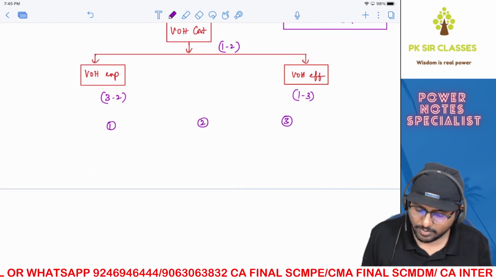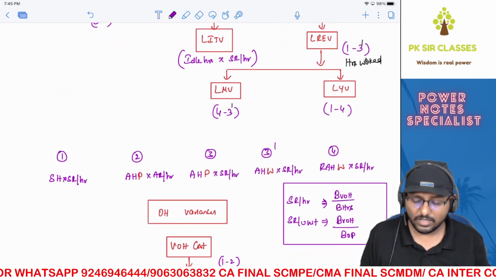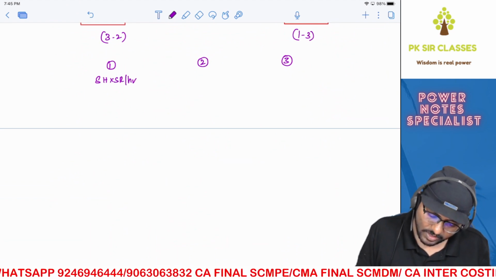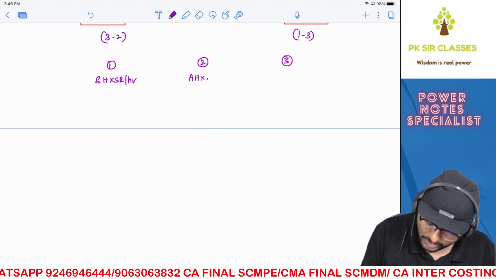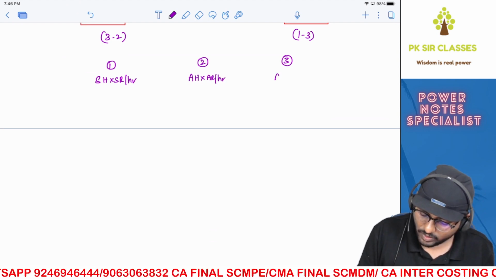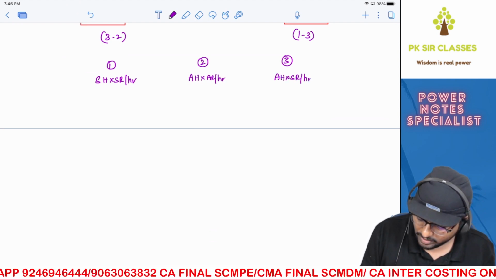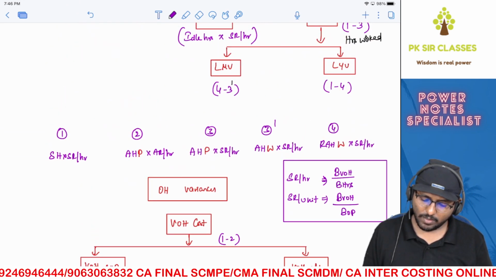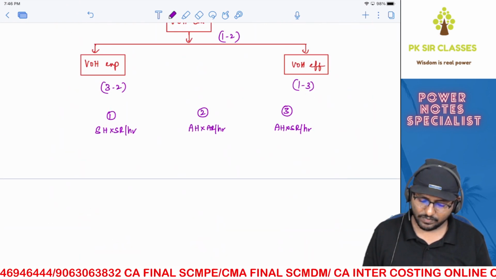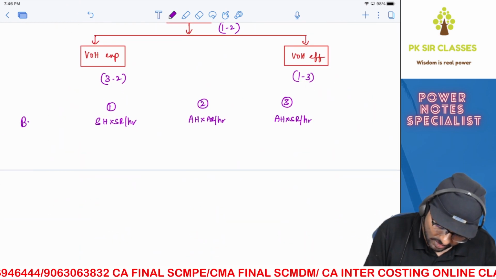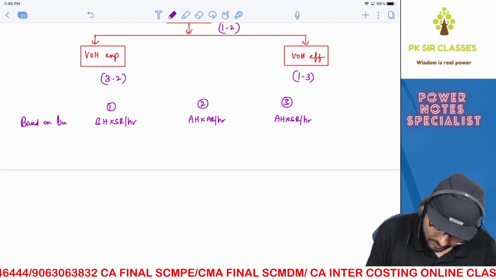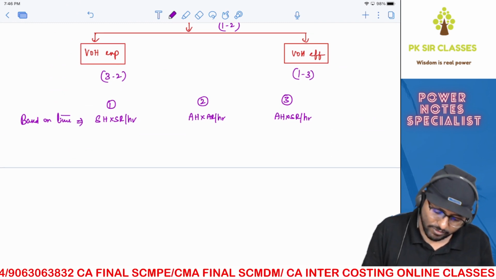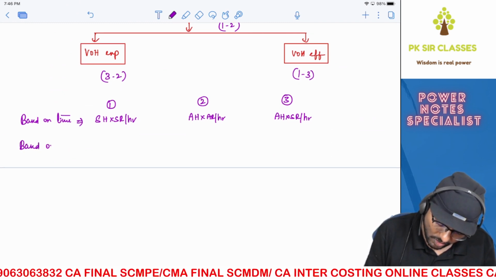Now again, this formula is pretty much similar to the labor variances based formula, which means what is the first one? SH into SR per hour. Second one, AH into AR per hour. Third one, AH into SR per hour. I hope this is clear, right? Exactly similar to what? The labor variances formula. But then this formula is based on time. Okay, there is other set of formula for overheads which is based on output.